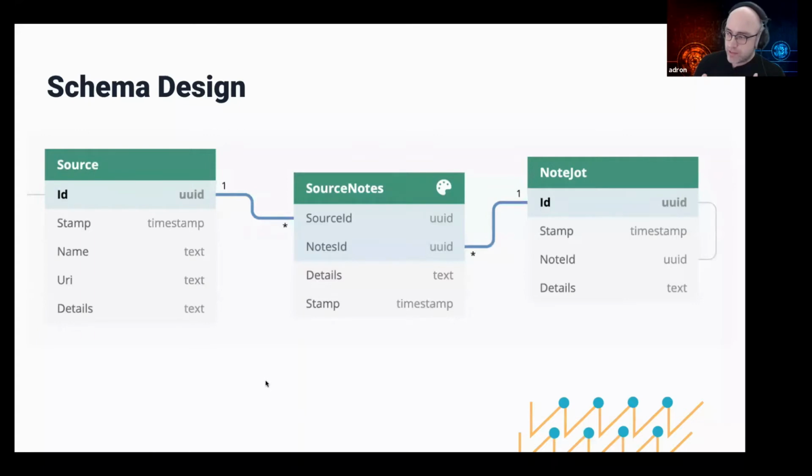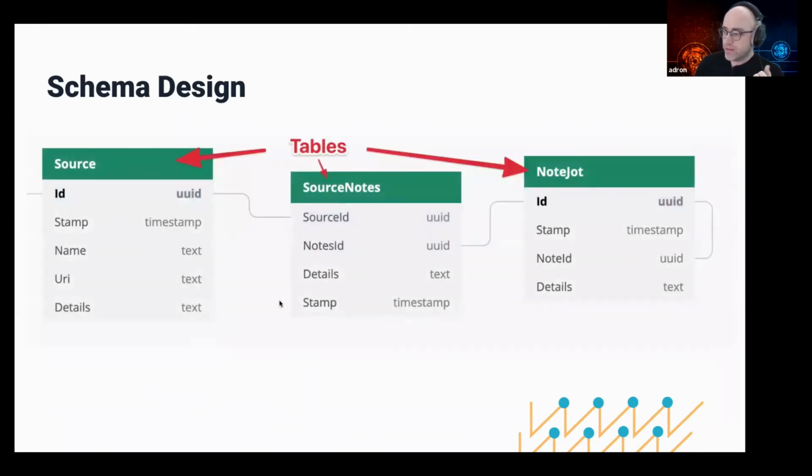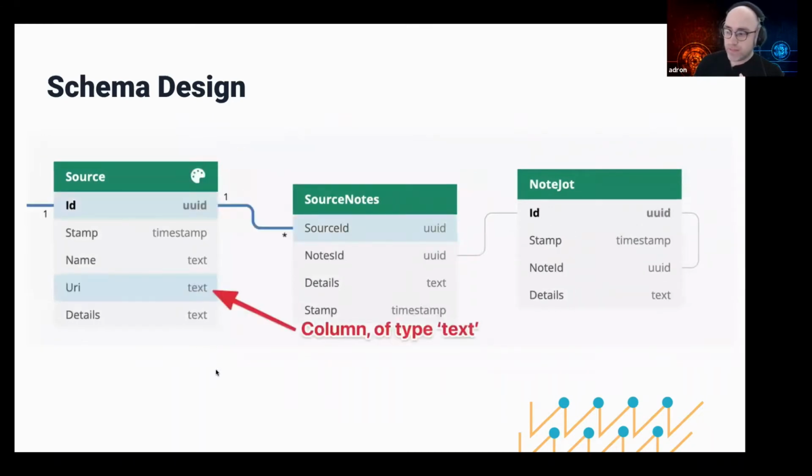We have a schema design, which lays out the relations between tables. Now, in a relational database, these are the tables. These are the core elements within the database that are going to be used to store data. You can think of a table almost like a spreadsheet. It's going to store all of the things that we will put in, and it does so by splitting things into columns. So like the source table here has an ID, a date stamp, name, URI, and details. And they have a data type, timestamp, text, etc.